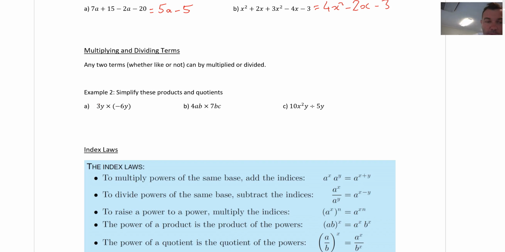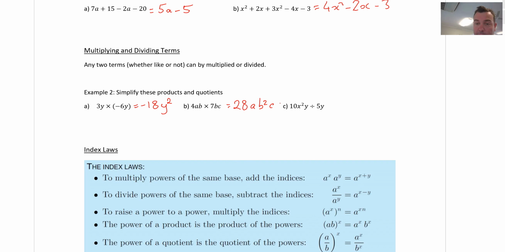Work essentially from left to right. Work with coefficients first. 3 by negative 6 is negative 18. y by y is y to the power of 2, y squared. Okay, like that, done. Next up, 4ab by 7bc. So 4 by 7 is 28. That's just the a. We've got 2 b's being multiplied together there, so that gives me b to the power of 2, b squared, and a c. 28a squared bc.